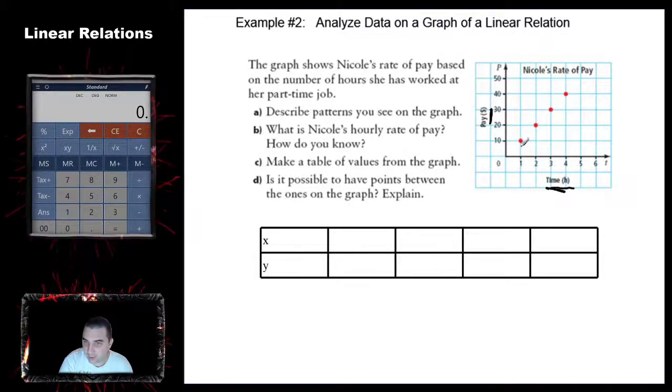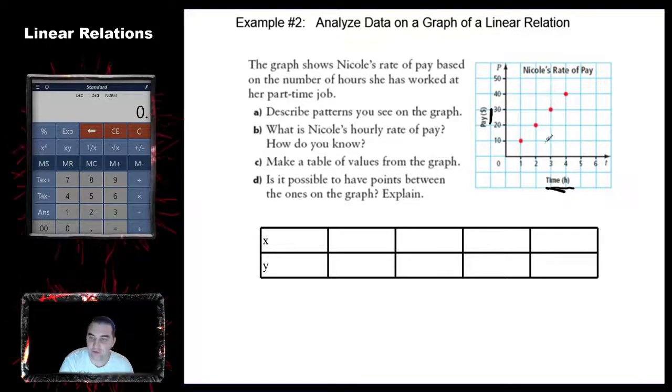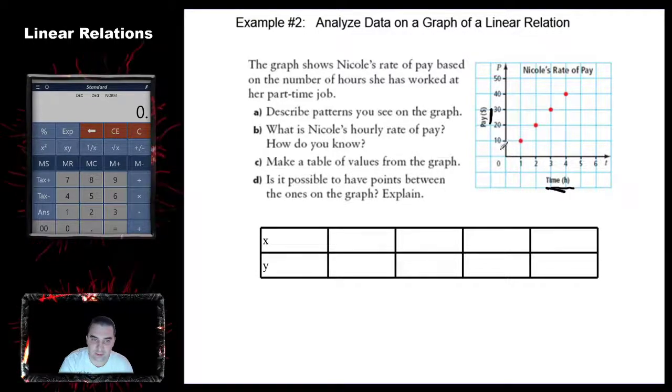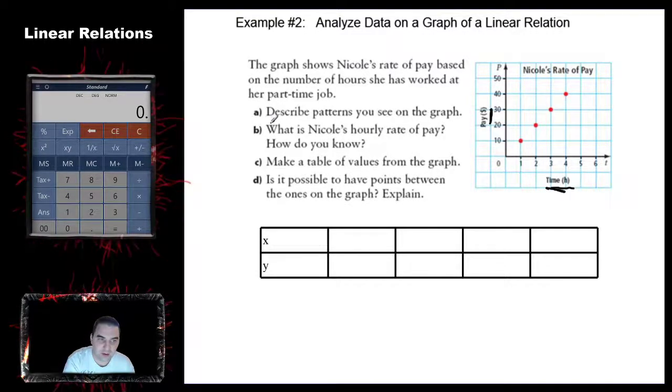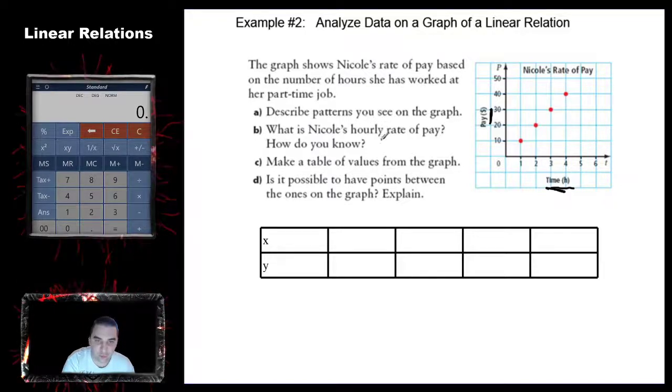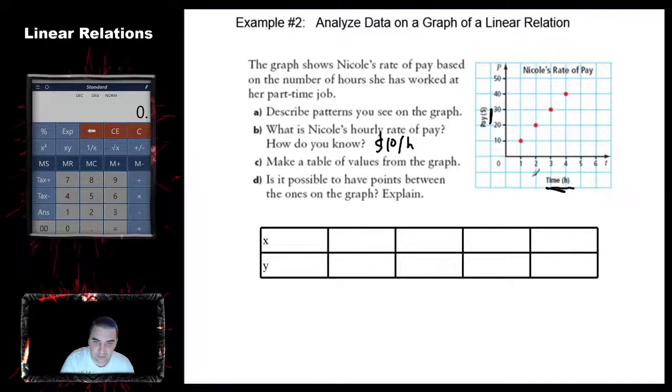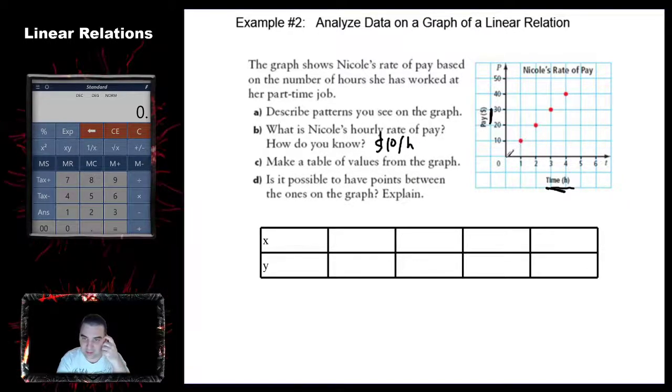So for 1 hour, she earned $10. For 2 hours, she earned $20. For 3 hours, she earned $30. Already, you could see that this is linear. For every 1 hour, she gets $10. She gets $10 per hour. And that's the question for B. What is her hourly rate of pay? Well, I can already tell it's $10 per hour just by looking at these steps.